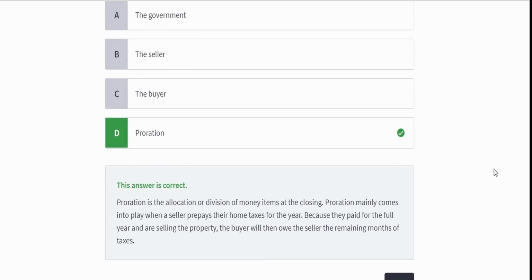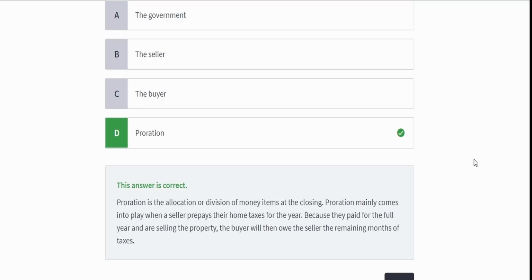That is our answer. So proration is the allocation or division of money items at closing. This mainly comes into play when a seller prepays the home taxes for the year because they paid for the full year and are selling the property. The buyer will then owe the seller the remaining months of taxes.